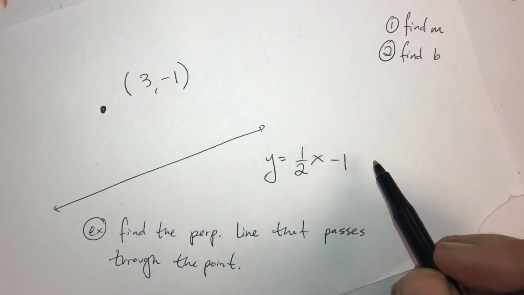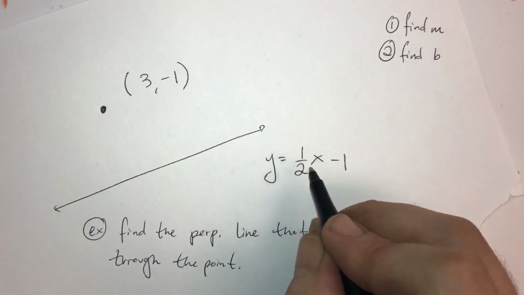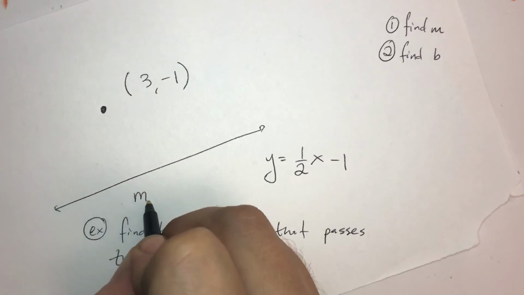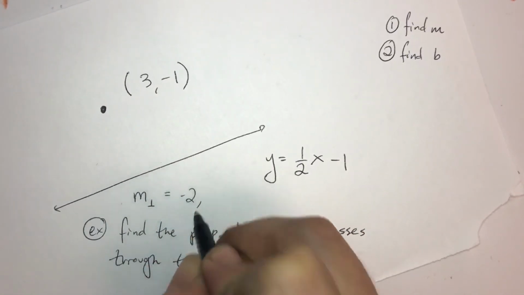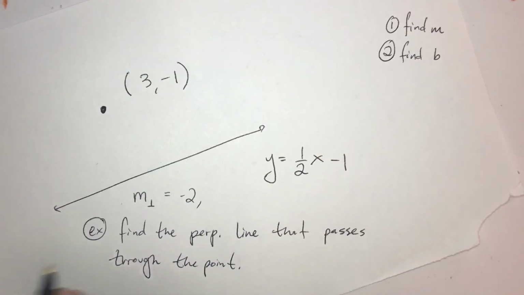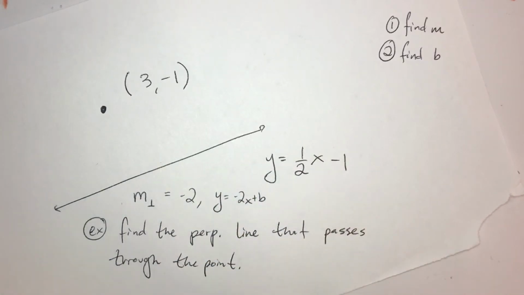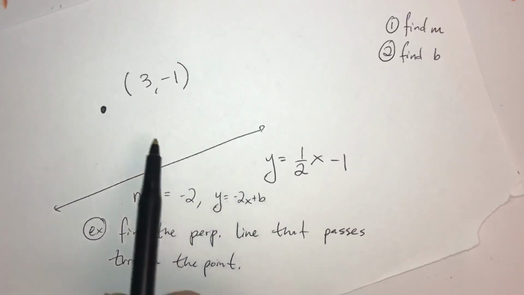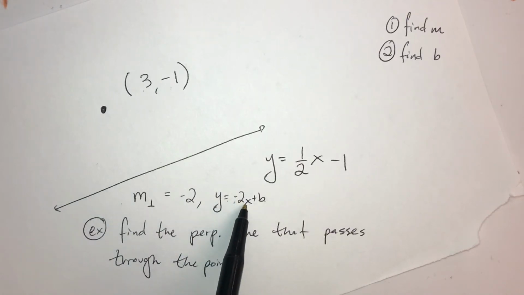So first thing we're going to do is find the slope of the line that we're looking for. If this slope is 1/2, the slope that we're looking for, which I'm going to call m with a little perpendicular sign, is -2. And if the slope is -2, then the equation is y equals -2x plus b. And if the equation is y equals -2x plus b, then that describes the relationship between 3 and -1. So -2 times 3 plus b is -1.